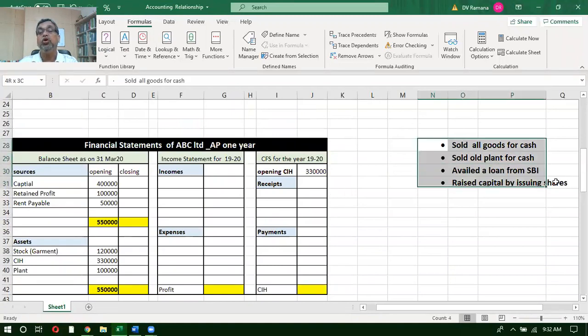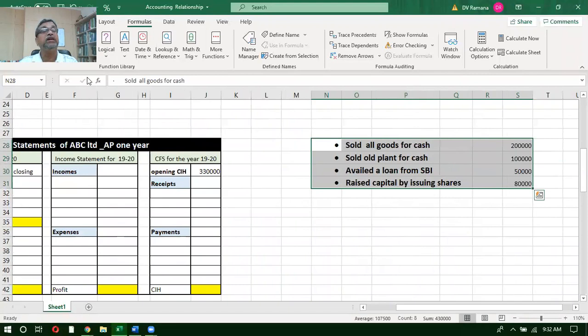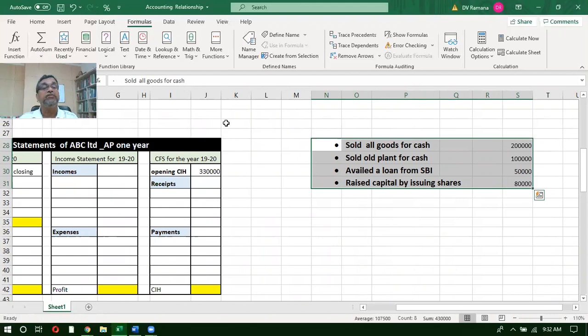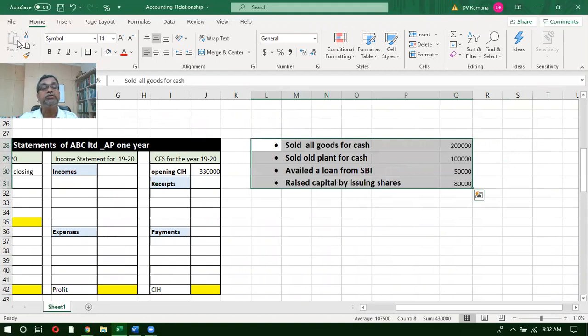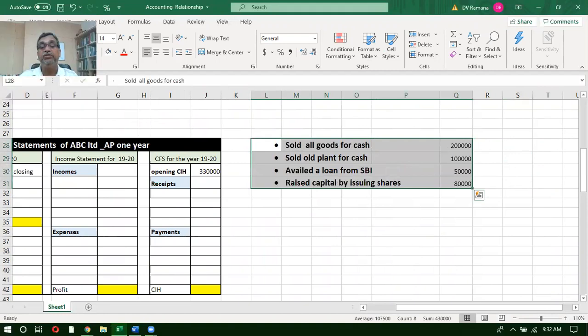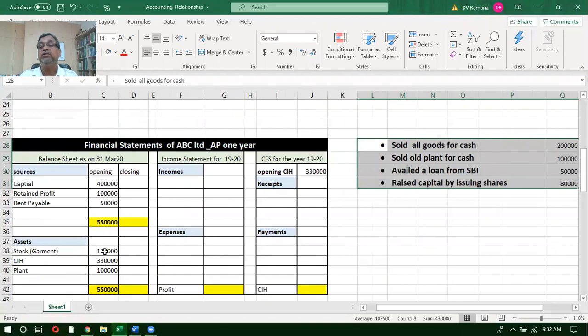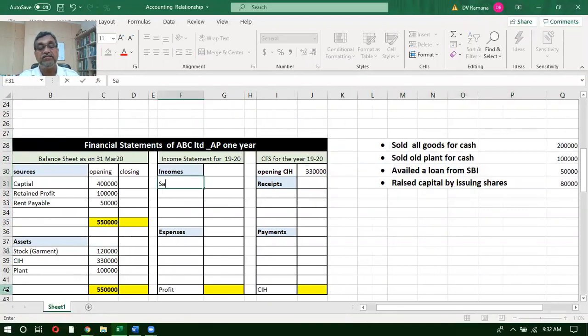So sold all goods for cash, 50,000, okay? Sold all goods for cash is an income. Let us see whether we have goods. Yes. So therefore, sales will be an income, 200,000, and you have received cash for it.